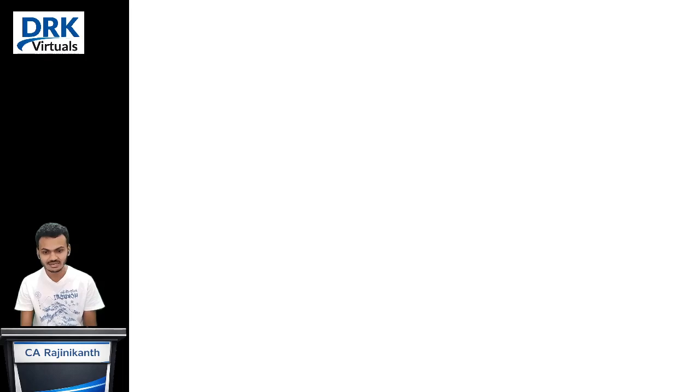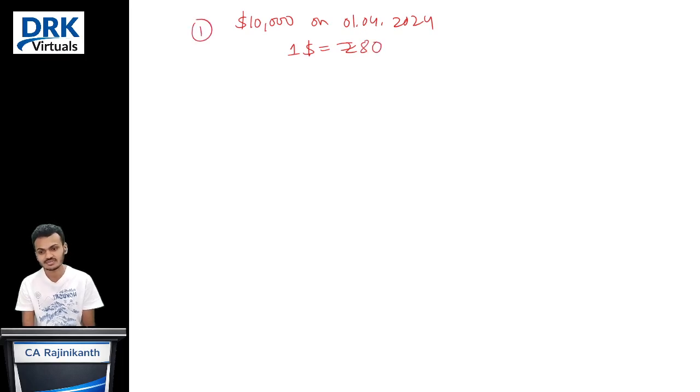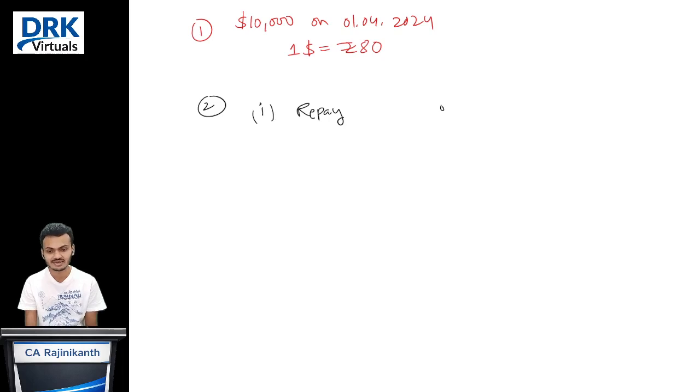Assume we are taking a loan of US dollars 10,000 on 1st April 2024. On the date of this transaction, spot rate is $1 equals rupees 80. This is our transaction. After that, what will happen? Either we are going to repay that loan during the same financial year.